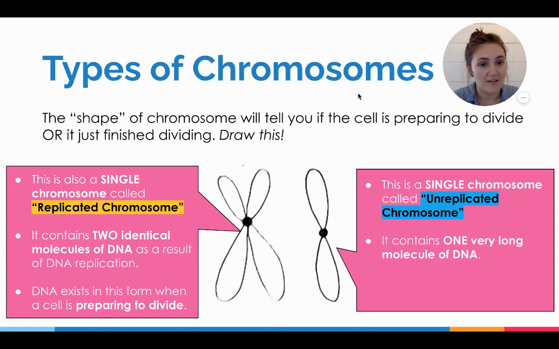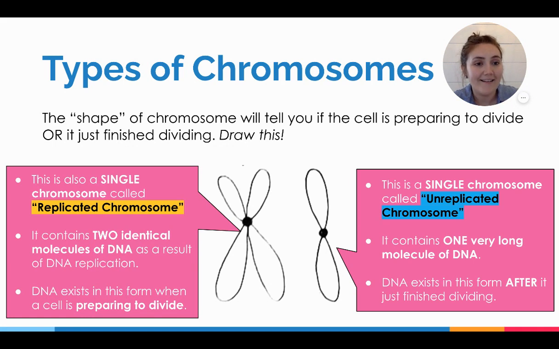After cell division, this is what a chromosome looks like afterwards. Again, it's still a single chromosome, but we call it an unreplicated chromosome. Why? Because now it's only containing one DNA molecule instead of two identical ones. They've been split apart because the cell was dividing. So when you see DNA that looks like this, that tells you that the cell has just finished its process of dividing into two new cells.